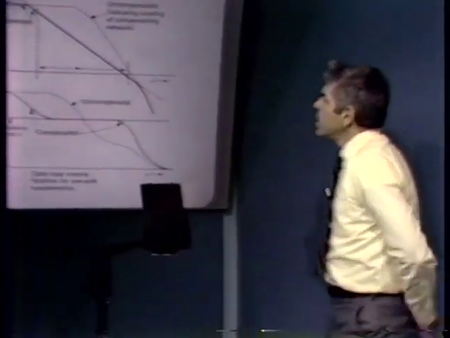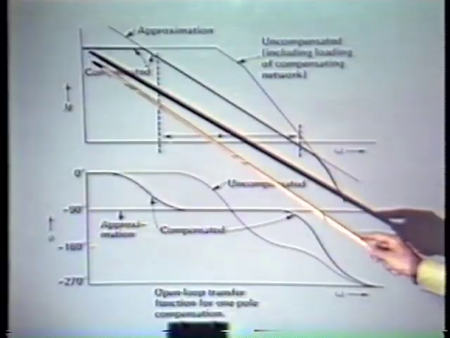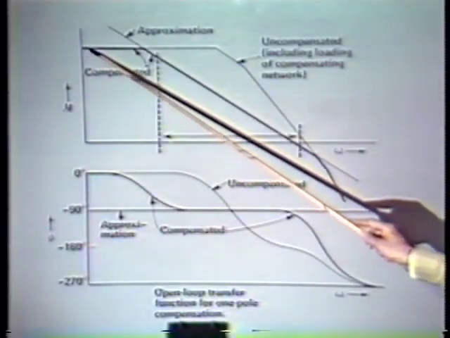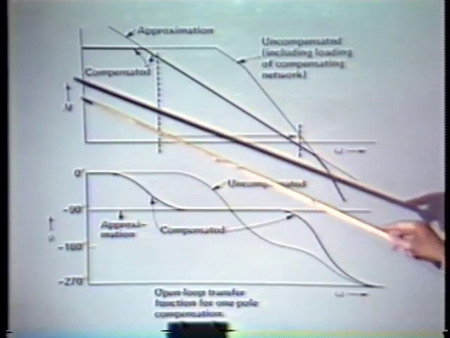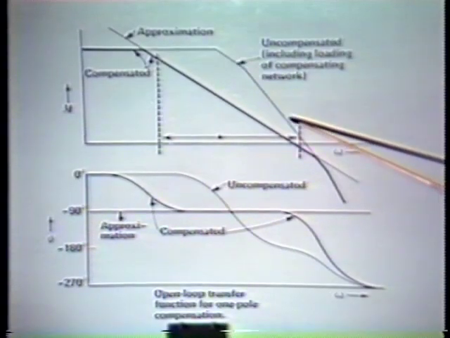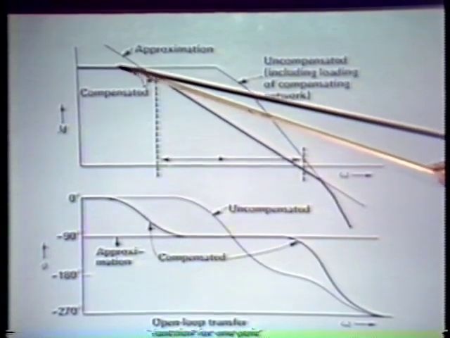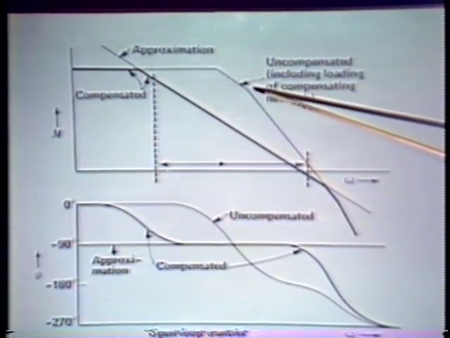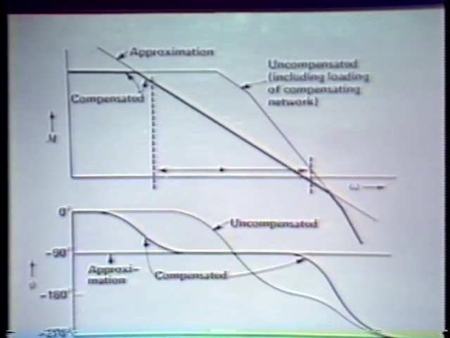We can look at what we're trying to accomplish with this sort of compensation. Remember from last time, we mentioned that the way we determine the actual open loop transfer function of the amplifier with compensation is to first draw the uncompensated transfer function of the amplifier. Here I've assumed that our amplifier is actually three-pole. Here's one pole, two poles, three poles, but the details of this aren't important.